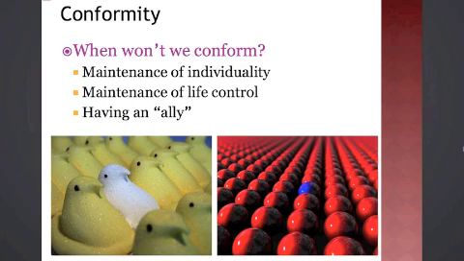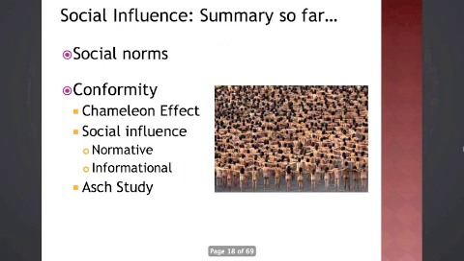Now, we don't always conform, obviously. We're not exactly the same as each other. And some of the reasons for this is that we do like some individuality, and we do want to feel like we have an internal locus of control, so we have some control over our life. As well, when we have a non-conforming ally, we are much more likely to be able to break away from that conformity and those social influences.